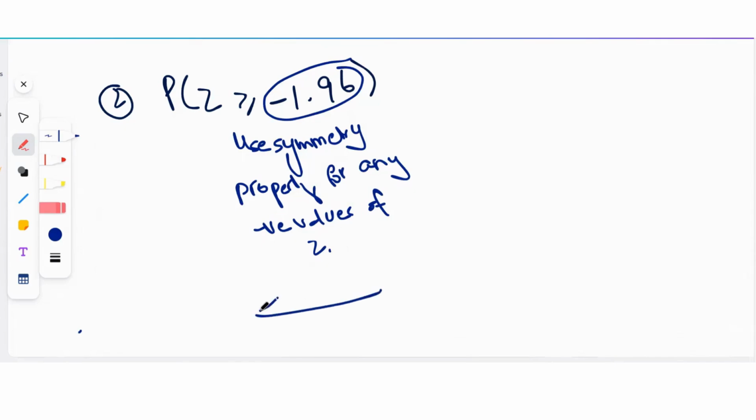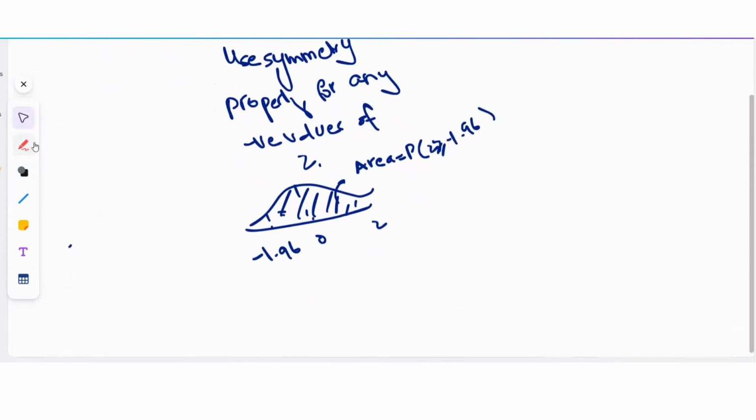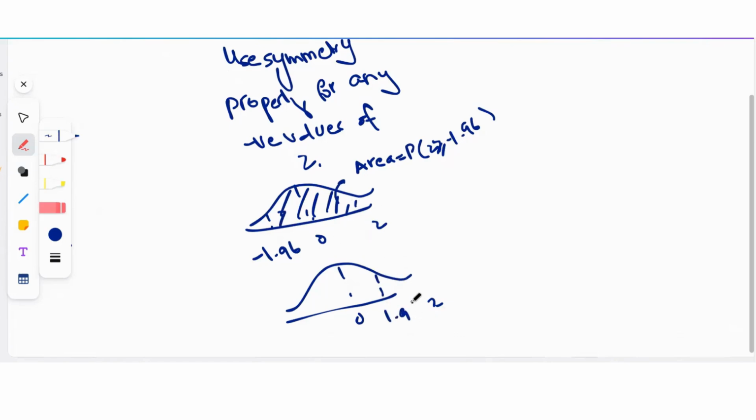Let's see how this area looks. If I plot this, this is 0, and this is minus 1.96. This is essentially the area we're interested in: the area equal to the probability Z is greater than or equal to minus 1.96. Now we know the normal random variable is symmetric around its mean, which for a standard normal random variable means it's symmetric around 0, right? So the probability Z is greater than or equal to minus 1.96, by symmetry, is the same as this area.